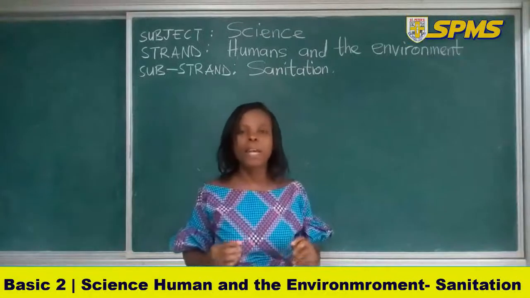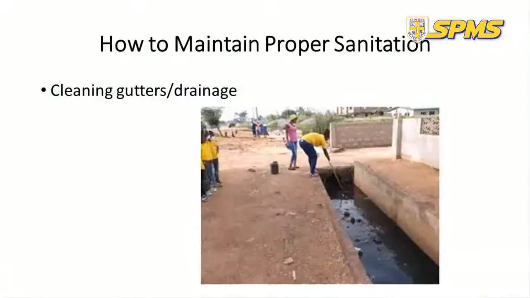Another way in which we can maintain proper sanitation is by cleaning gutters or drainage systems. You need to desilt the solid particles from our drainage systems. Hope you can see the picture very carefully. Look at it closely. What are they doing? They are desilting the solid particles from the gutter to allow the free flow of sewage, which is the liquid. Good.